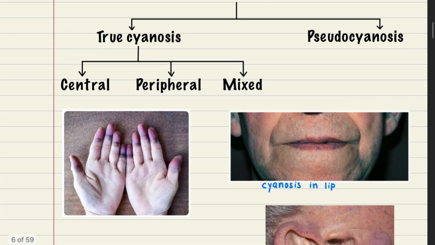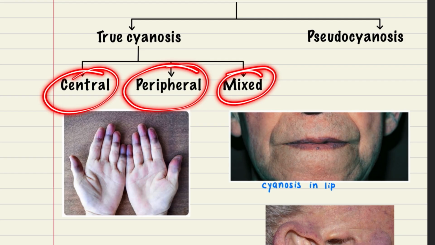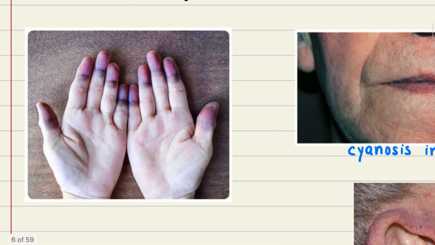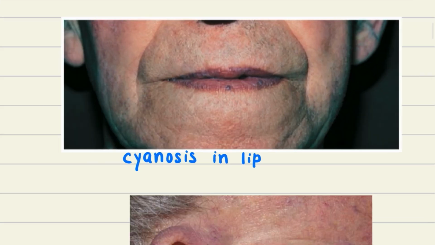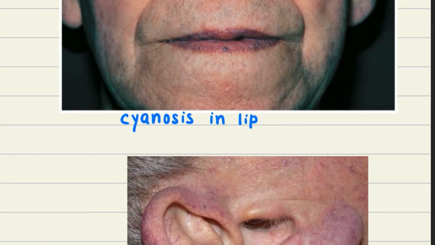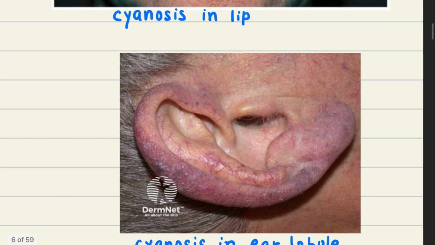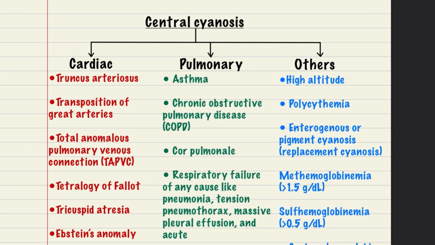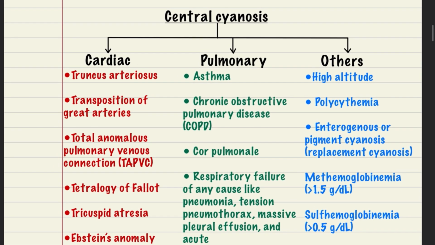True cyanosis, according to the sites involved, is central, peripheral, or it could be mixed, that is both central and peripheral. As you can see, this is the cyanosis in the hands. In the digits, in the distal part, you can see the cyanosis. Then in the lip you can appreciate the cyanosis here, and also in the ear lobules. Now when it comes to central cyanosis, you have three causes: cardiac cause, pulmonary cause, or some other causes of central cyanosis.